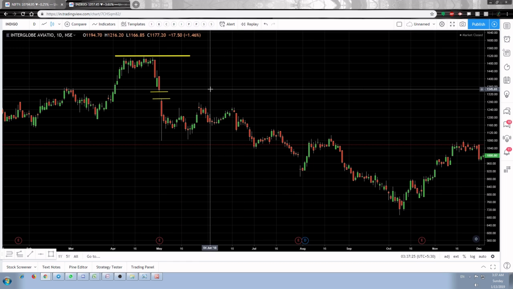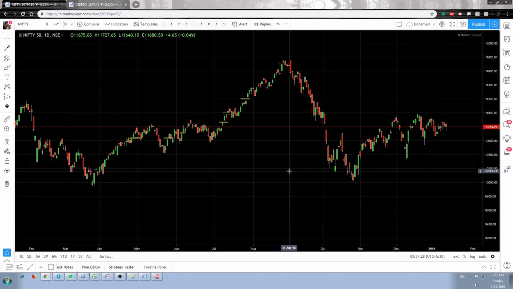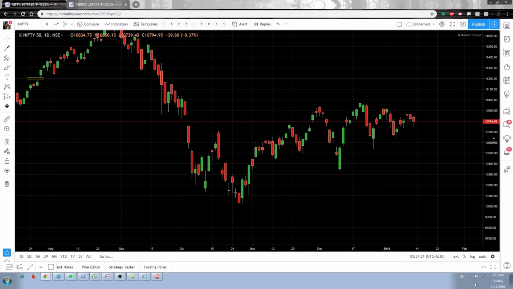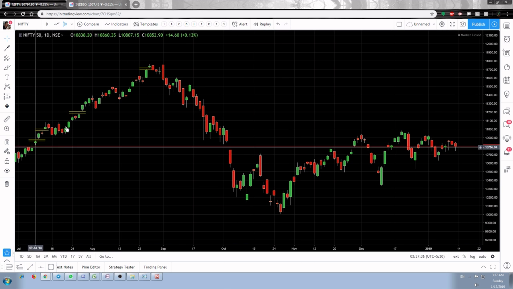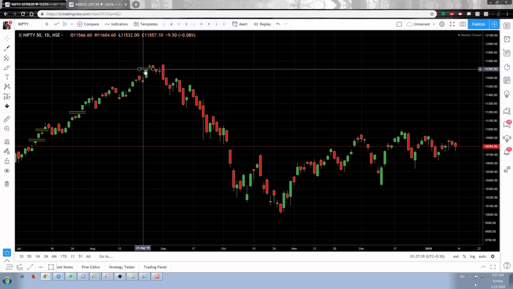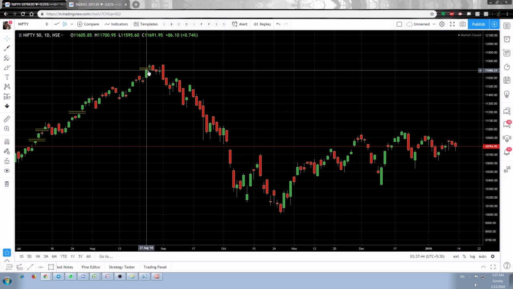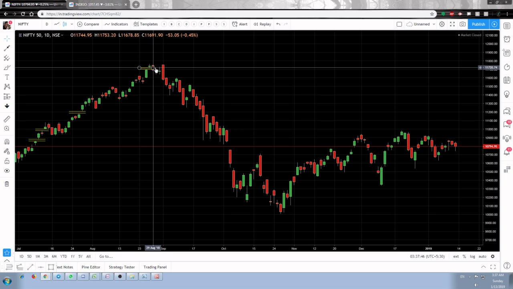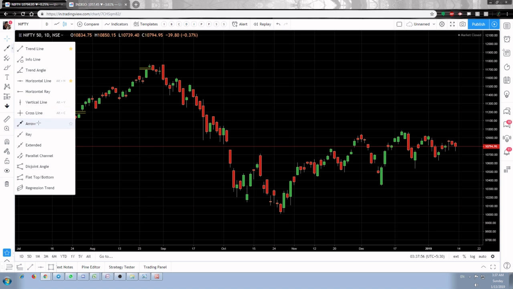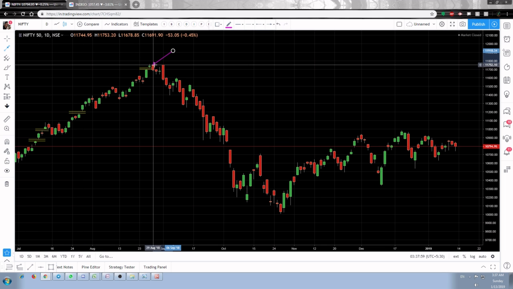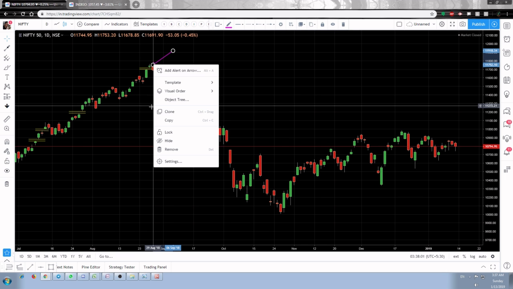Now moving on to the third one, that is the exhaust gap. We have got the example in Nifty itself. Let me make it a bit bigger so that it's clearer. So Nifty was in an uptrend, and the last gap up that was formed was here, right? This was a gap up opening, and exactly after 2 days this gap up was covered. This gap up was filled up by this red candle.